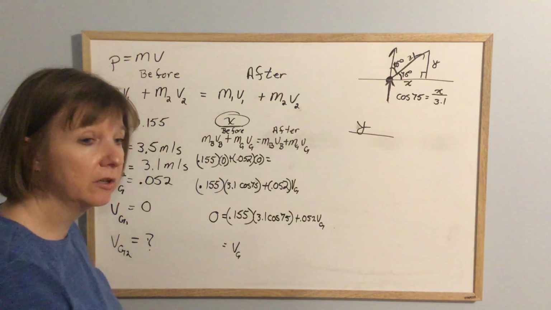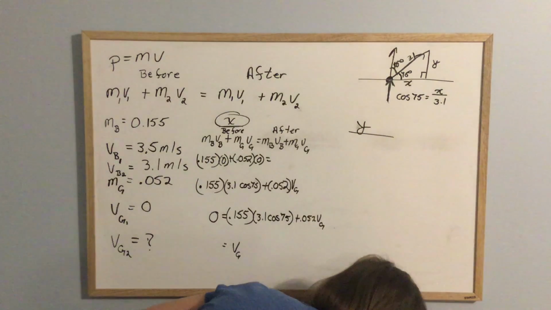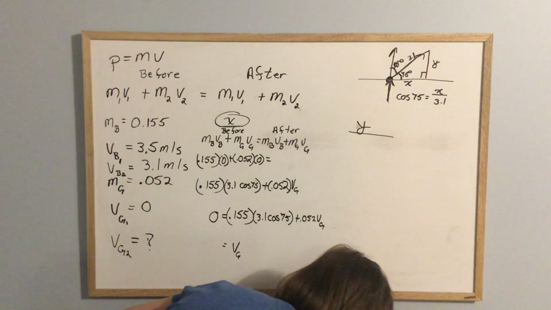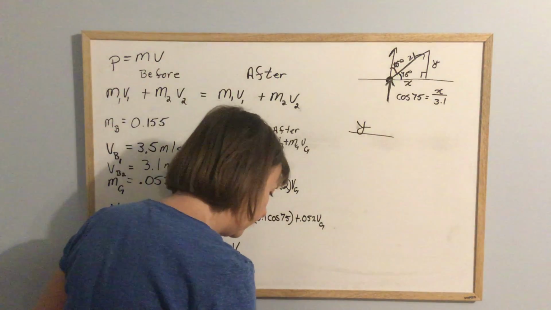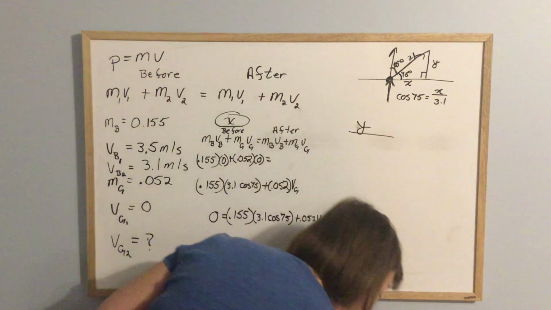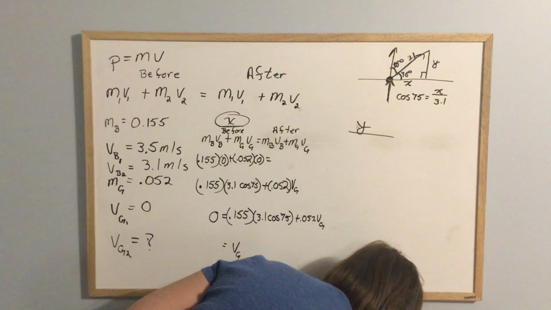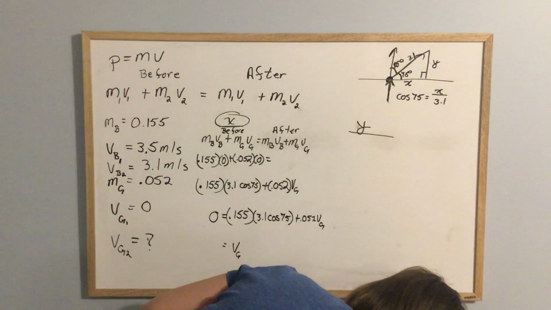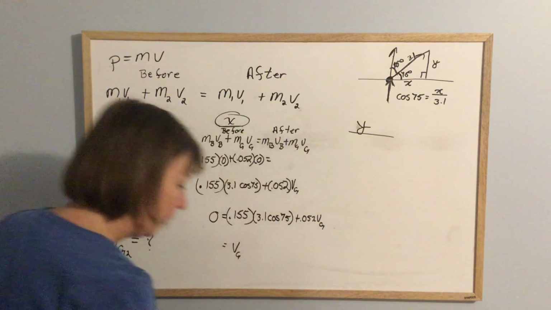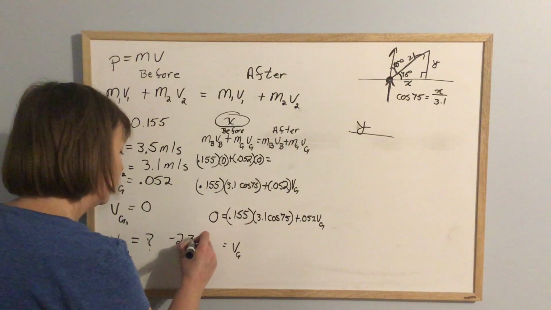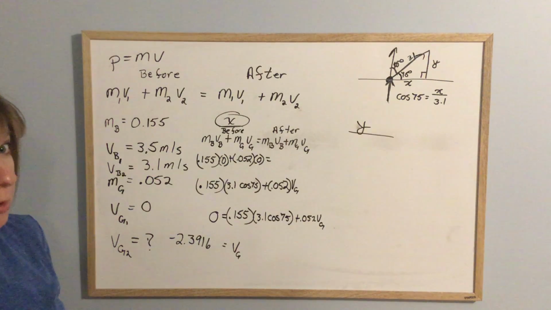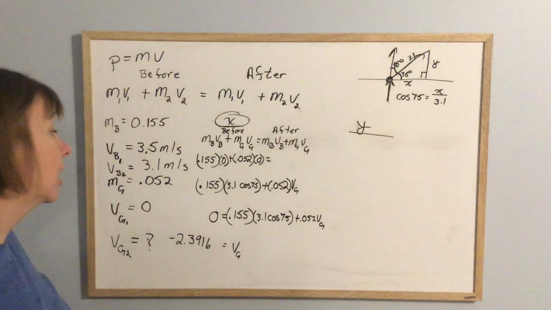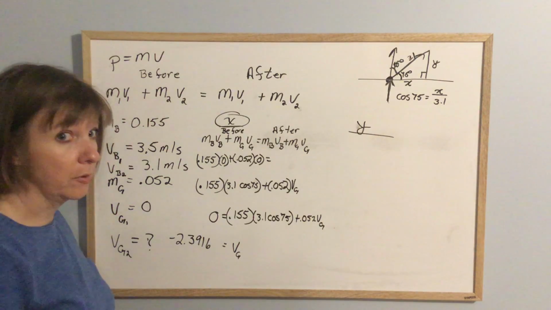We can bring this over to this side and divide everything by 0.052. Now I'm going to cheat and I'm going to look in the textbook for the answer because I'm lazy. And the y, they say, no, we're doing the x, sorry. The x component, they say, is negative 2.3916. We're not going to round that off. We're not going to worry about significant figures because that's not our answer. That's just the x component.